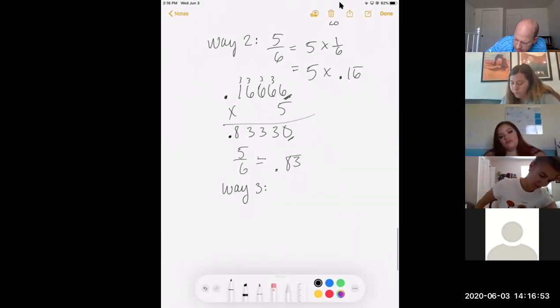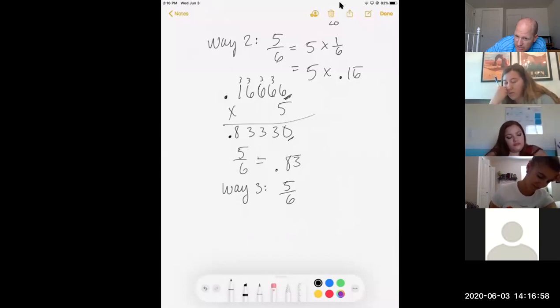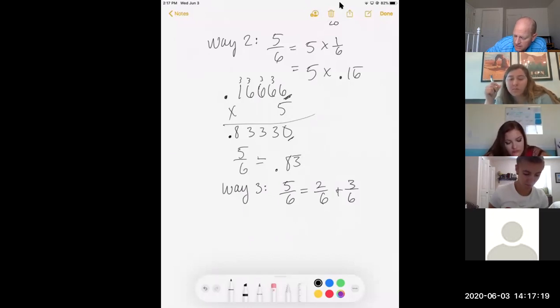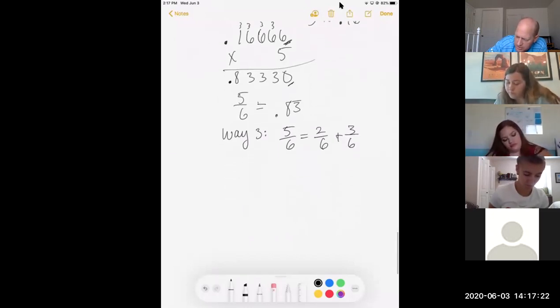Now 5/6, we know it's going to be kind of a repeating decimal. It's not a nice number like the halves or the eighths or the fifths or whatever. So let's break this up into two fractions and see if those fractions are easier to find the decimal equivalents of. Now I broke 5/6 into 2/6 + 3/6. So I'm going to simplify that to 1/3 + 1/2.